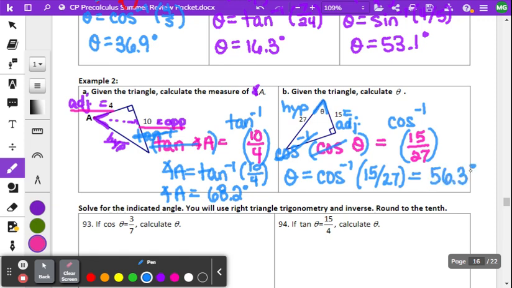Now, you want to make sure you're getting those right in your calculator because you're going to have to do the rest of the problems on your own. So make sure you're getting those right.